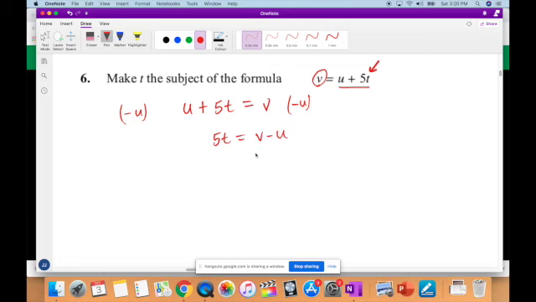And now I have to get rid of this 5. It's multiplied by 5, so I'm going to have to divide by 5 to get rid of that 5. So now I'll have t alone on this side, and v minus u on the other. Remember, I have to divide by 5 on this side as well. I'm not just dividing the v by 5, and I'm not just dividing the u by 5. I am dividing this entire side by 5. So this whole thing is going to be divided by 5. And there we have t is v minus u over 5.